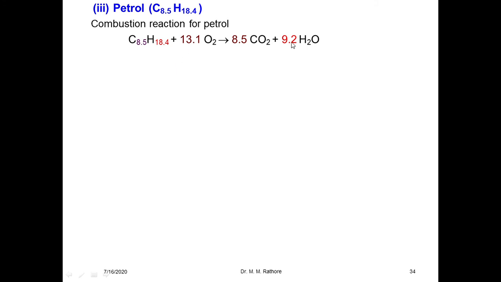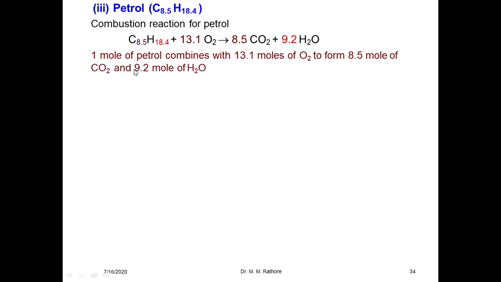From this equation you can say that for 1 mole of petrol, 13.1 moles of oxygen are required, which will generate 8.5 moles of CO2 and 9.2 moles of H2O. So I can write 1 mole of petrol combines with 13.1 moles of O2 to form 8.5 moles of CO2 and 9.2 moles of H2O. So we require 13.1 moles of oxygen. For this much oxygen, how much air is required?